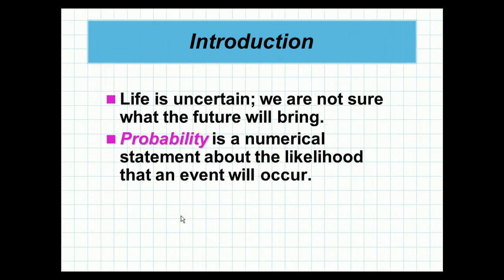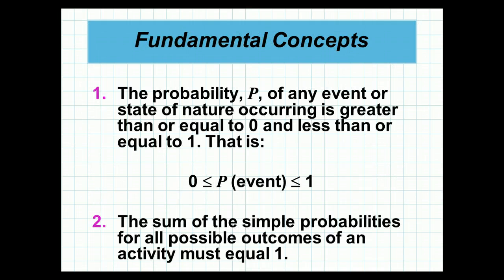Okay, so we all understand by this point probability. Life is not certain. We're not exactly sure what the future will bring. So probability is just a numerical statement that'll tell us how likely a specific event is to occur. And we use probability all the time.